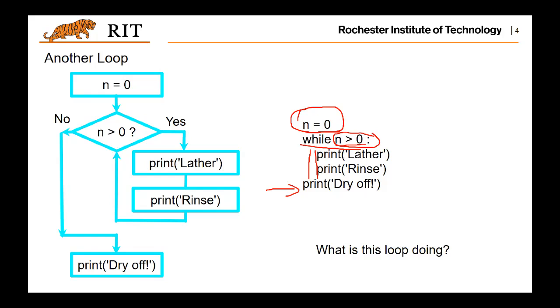So together with the infinite loop, these are the two most common errors in your coding: the infinite loop and the loop that never runs. So be aware of these two types of errors. And the key is the same: the conditions for a while loop. All right?